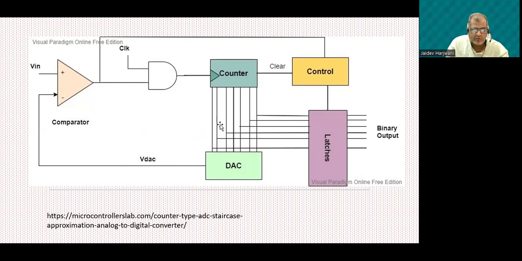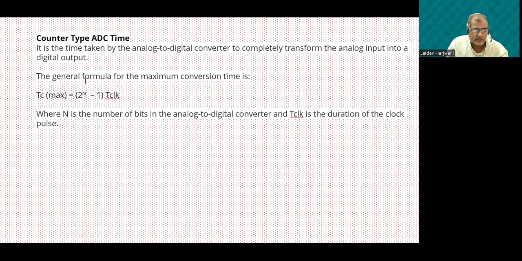The maximum output of this counter will be 2^n minus 1. This counter can count up to 2^n minus 1 pulses, because it is an n-bit counter. Accordingly, the conversion time will be (2^n minus 1) times T clock, where T clock is the time period of the clock.